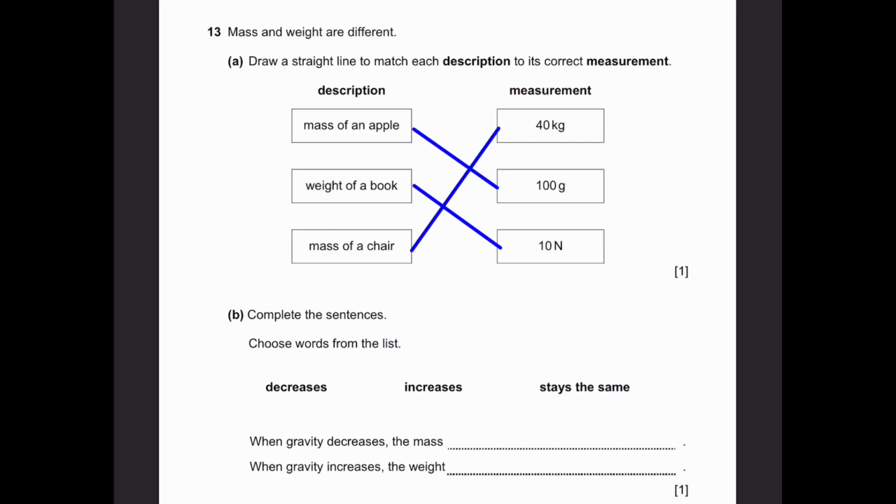B. Complete the sentences. Choose words from the list. When gravity decreases, the mass dash. Well, gravity does not affect the mass at any time, so the mass stays the same. When gravity increases, the weight dash.